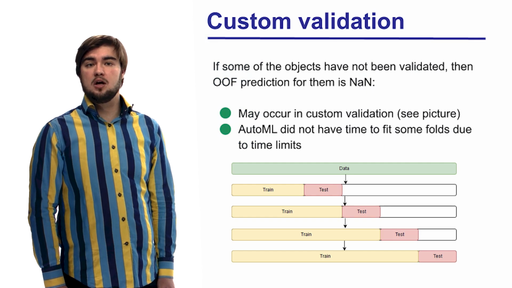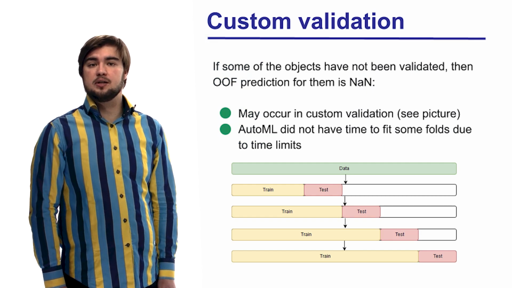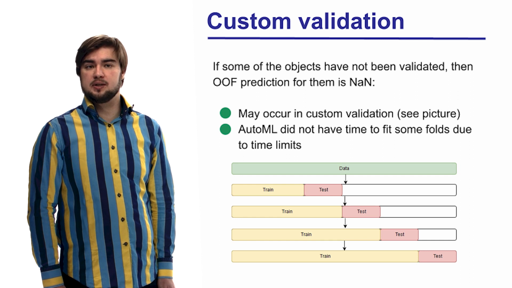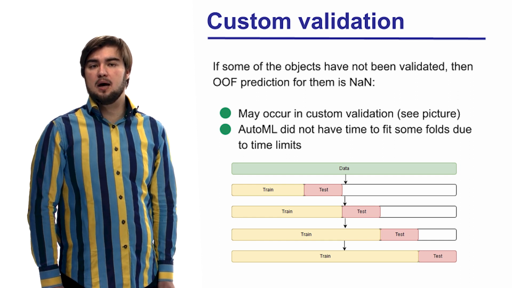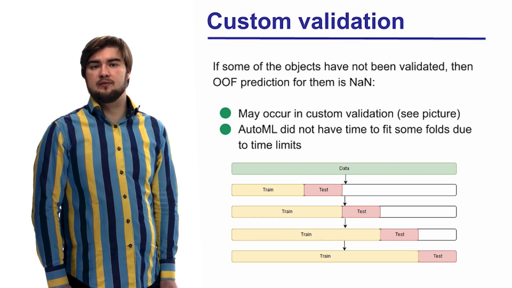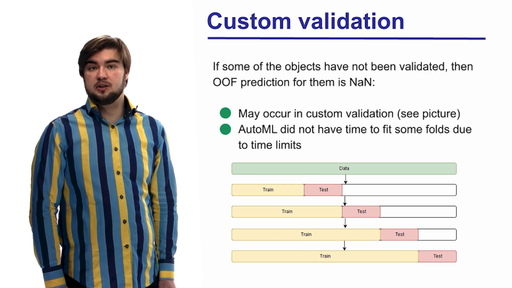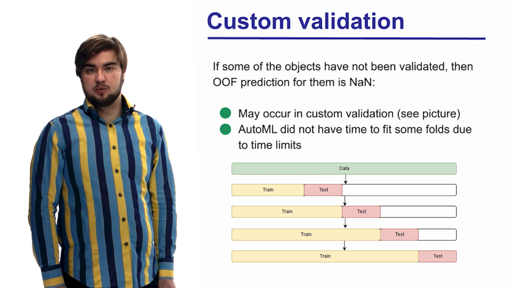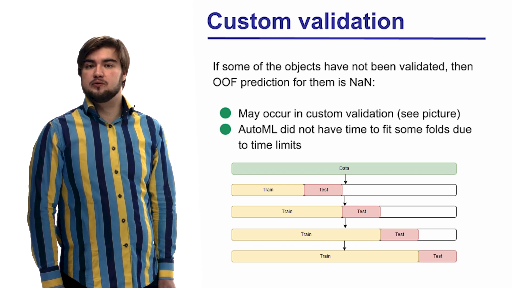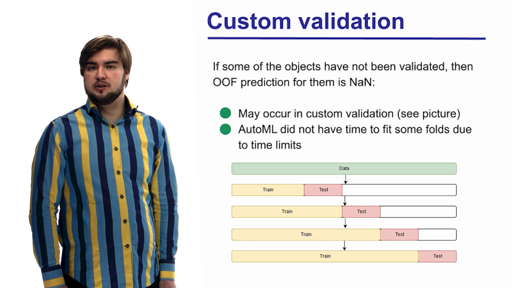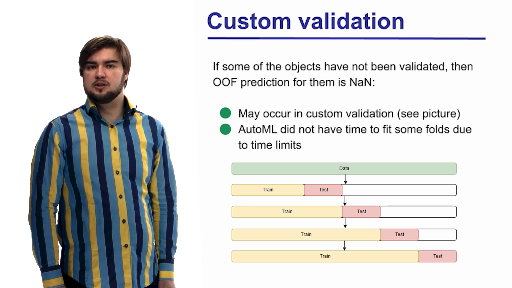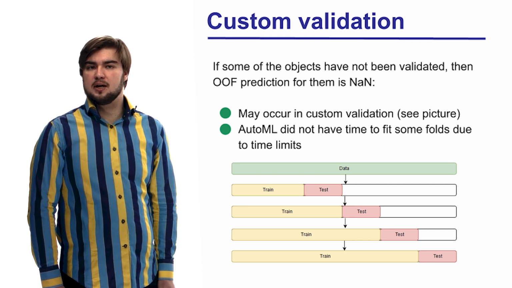A common pitfall you might face is NaNs in the out-of-fold prediction for the training set. Such a thing may happen if some of the objects have never been used in a validation sample. This may occur in a custom validation, for example in time series split, where the leftmost part of the data never appears in validation. Another possible scenario is that the AutoML didn't have enough time to fit some folds due to time limits set by the user.